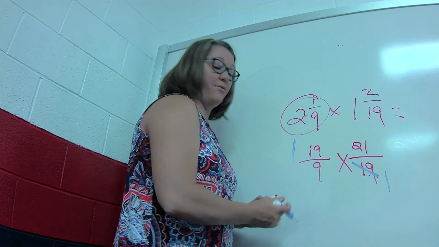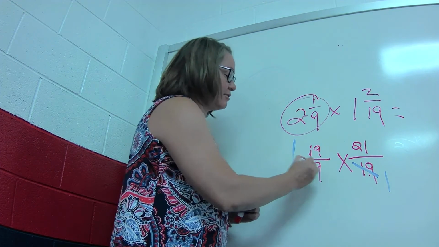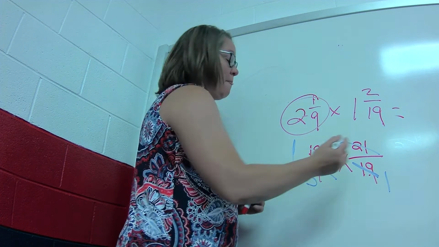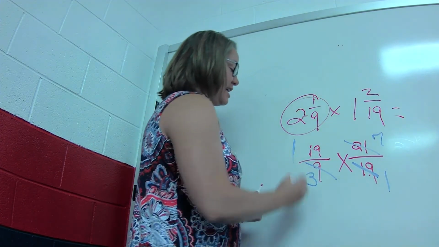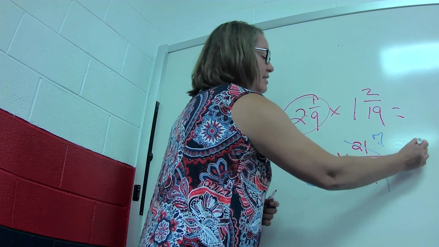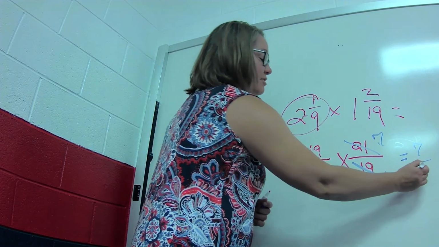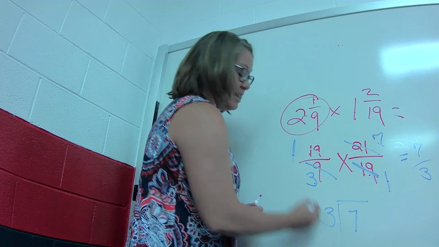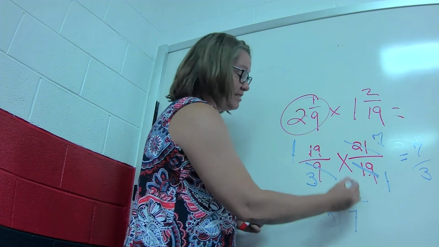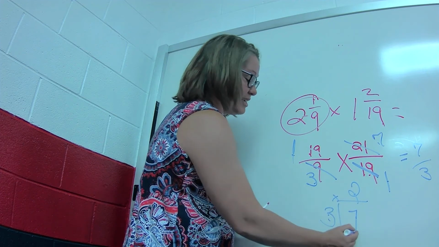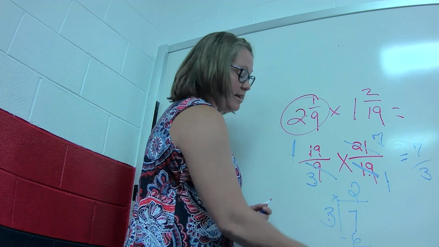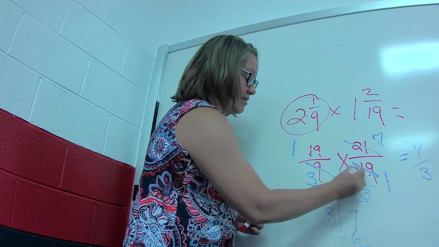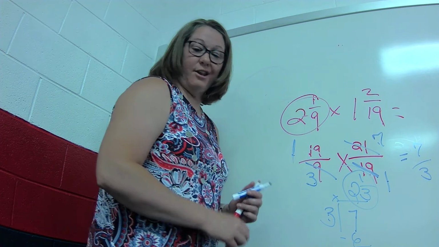Now 9 and 21 have a common factor of 3. So let's divide 9 by 3. Gives us 3. Let's divide 21 by 3. Gives us 7. So now 1 times 7 is 7. 3 times 1 is 3. So 7/3. So 7 divided by 3. 3 goes into 7 2 times. 2 times 3 is 6. Subtract. My remainder is going to be my numerator. My divisor is going to be my denominator. 2 and 1/3.